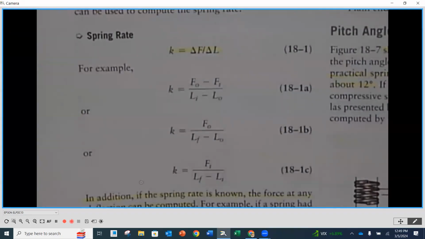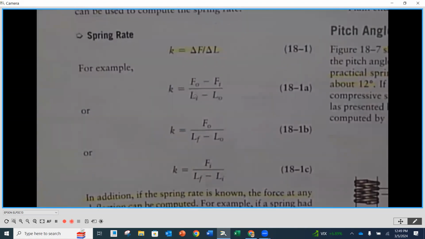Okay. So you'll notice here then what they do is they take this and expand it out when we're looking at different scenarios. So if I want to know any one of these variables, knowing the spring rate, I can take my operating force minus my installation force.